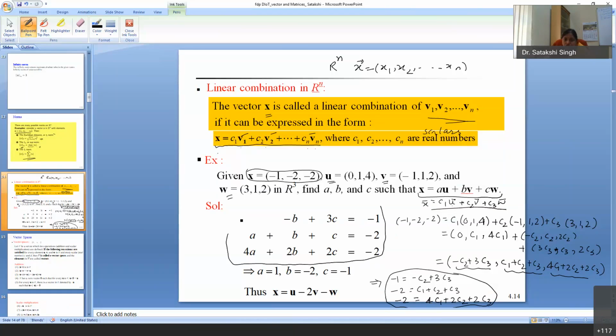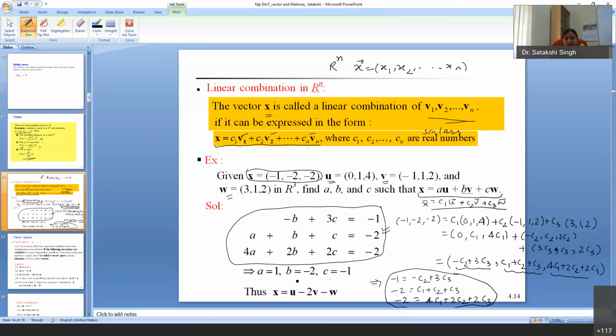Now our aim is to check whether we are able to solve these three equations in three unknowns, a, b and c, so that we get finite values of all three variables. I think everybody knows how to solve a system of linear equations, so this can be easily solved to get the values of a, b and c. If you solve it, you will get a equals 1, b equals -2 and c equals -1.